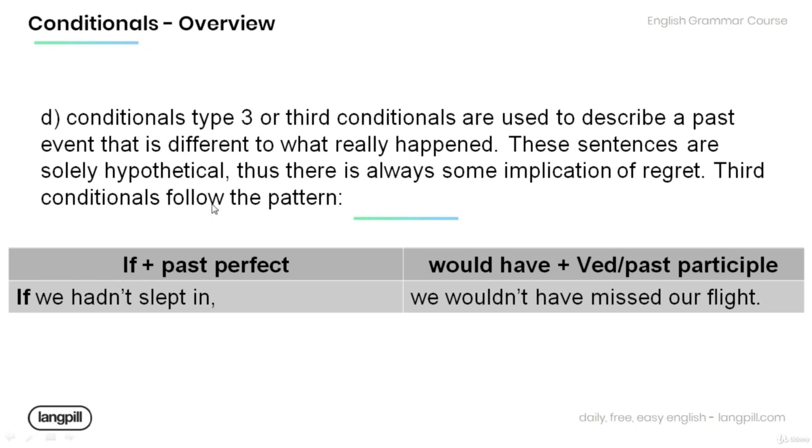Note, the third conditionals follow the pattern if plus past perfect and would have plus verb ed or the past participle. Have a look at the example below. If we hadn't slept in, we wouldn't have missed our flights. Now this sentence is used to describe a past event that is different from what really happened. And note that there is an implication of regret.